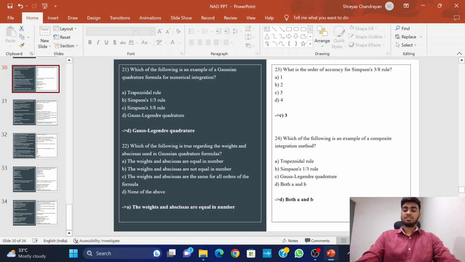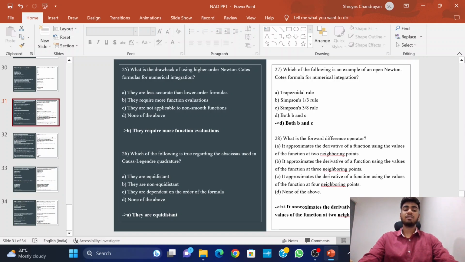The next question is what is the order of accuracy for Simpson's 3/8 rule? So options are A. 1, B. 2, C. 3, D. 4. So the correct option is C, 3. Next question is which of the following is an example of a composite integration method? A. Trapezoidal rule, B. Simpson's 1/3 rule, C. both A and B. So the correct option is both A and B.